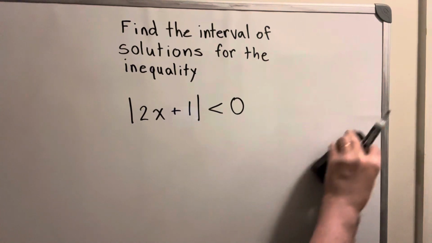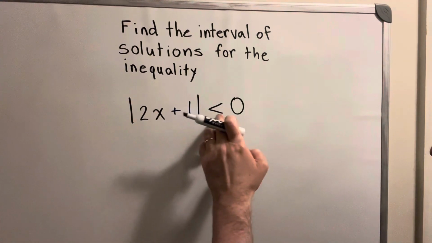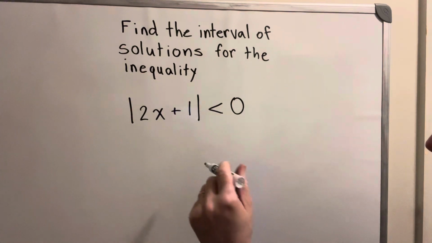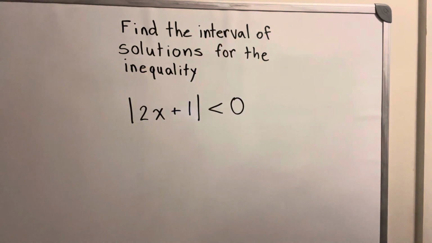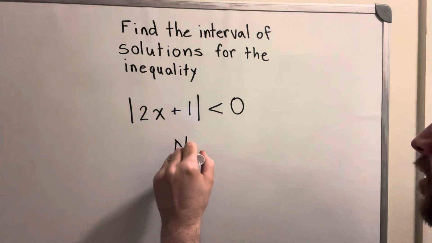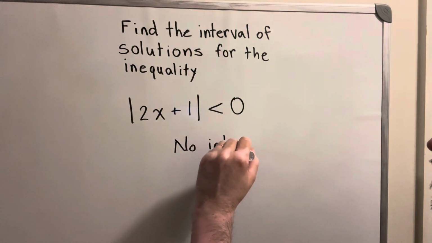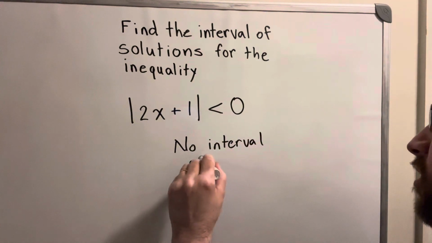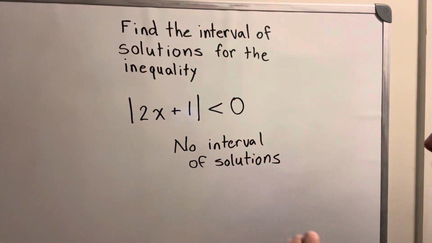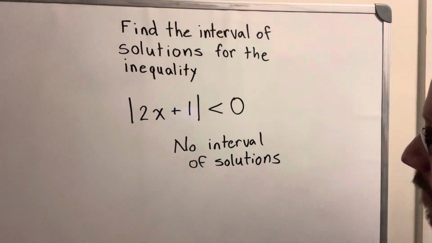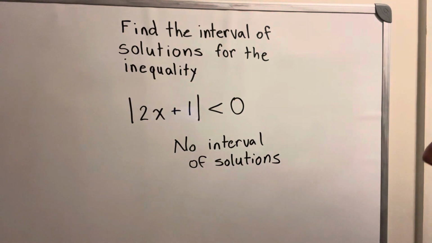So what does this mean? If the absolute value is never negative, then this is impossible. There is no interval. So the answer for this problem is there is no interval of solutions for which the absolute value of 2x plus 1 is less than 0. And that's the answer.